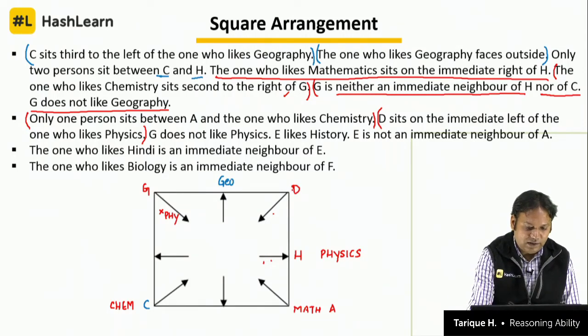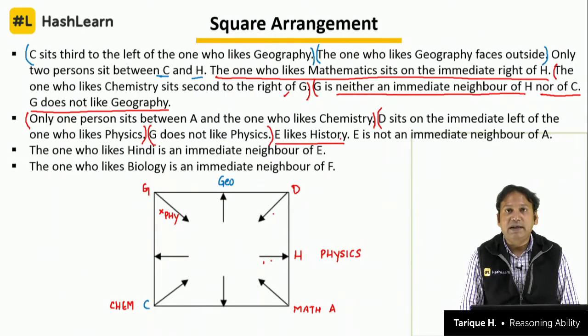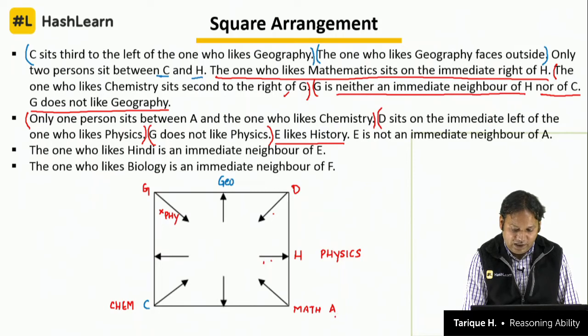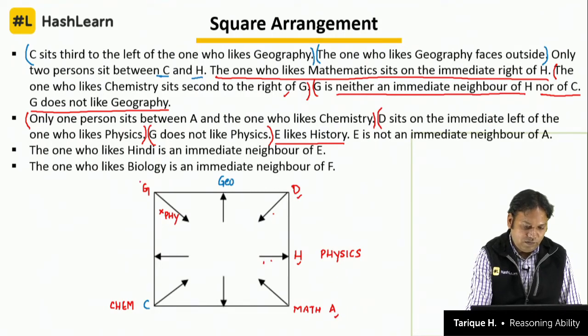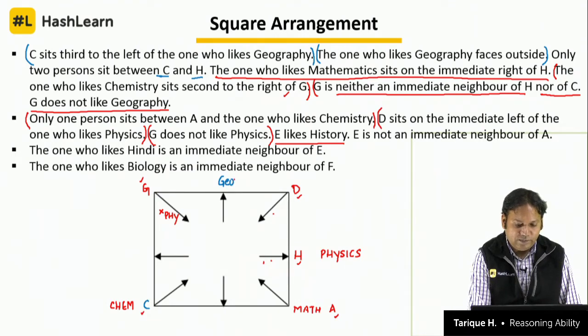And G does not like physics, also we have done. Next clue is E likes history. So where all E can come, we have to find out. So already we know the position of A, 1, 2, 3, 4, 5. 5 positions already known to us, and we also know this is geography.